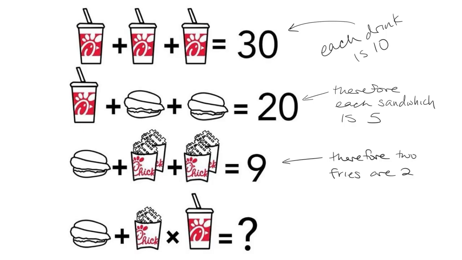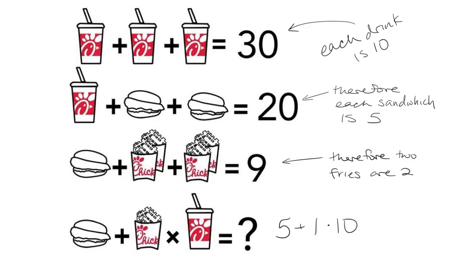Now hopefully this is the information you concluded with. Each drink is worth 10, since 3 drinks makes 30. Therefore, each sandwich based on the second line is worth 5, because 10 plus 5 is 20. Therefore, if this is 5, that means each 2 pieces of fries is worth 2. So hopefully, when you got to the last one, you were mathematically doing the following. The sandwich, which was 5, plus one of the fries that are worth 2, which means that's only worth 1, multiplied by the drink, which is 10.